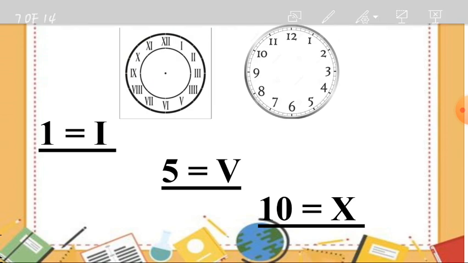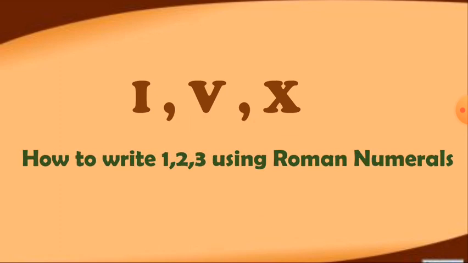So in Roman numerals, students, the letters I, V and X are the basic symbols which we use to write the numbers from 1 to 20. But students, to write the international numbers in Roman numerals, there are some basic rules which need to be followed. So let's see what these rules are.